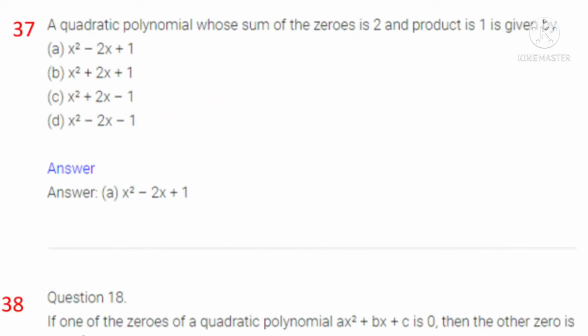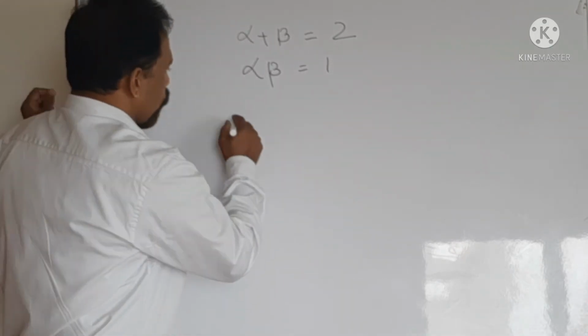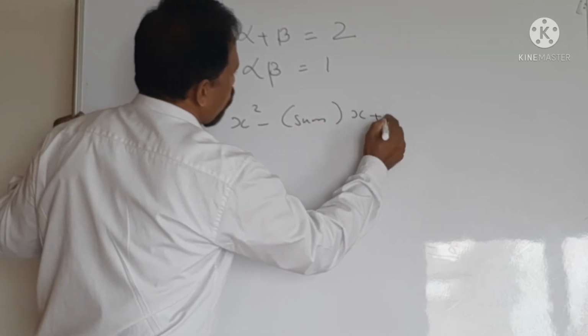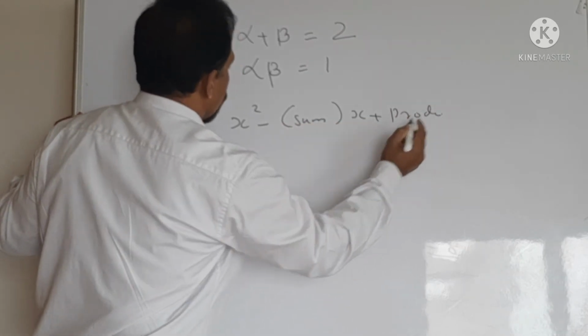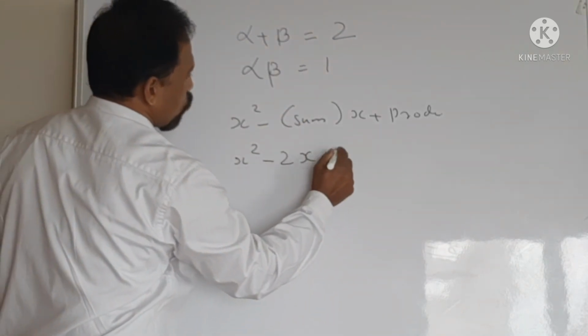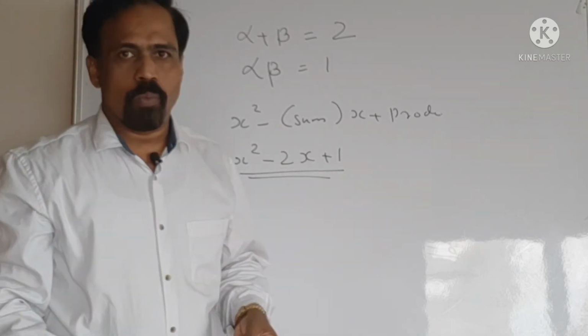Now question number 37. A quadratic polynomial whose sum of the zeros is 2 and the product is 1 is given by. So we know the general formula, x squared minus sum of the zeros into x plus product of the zeros. So x squared minus sum is 2x plus 1. So the answer is x squared minus 2x plus 1.